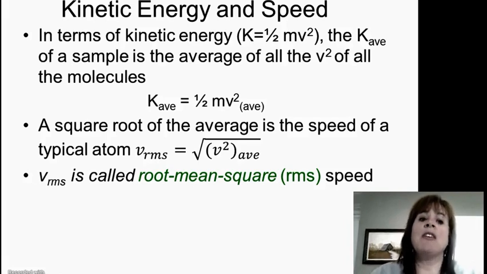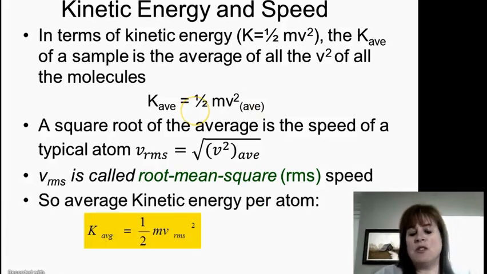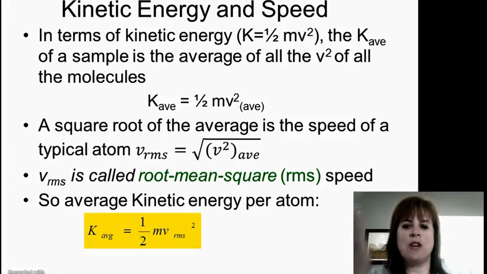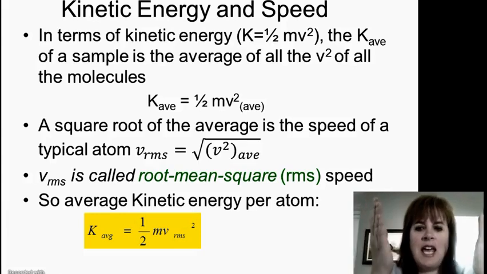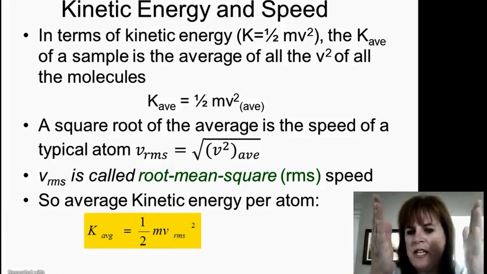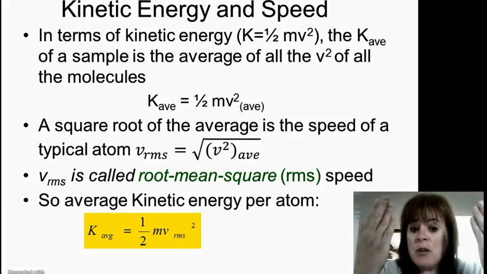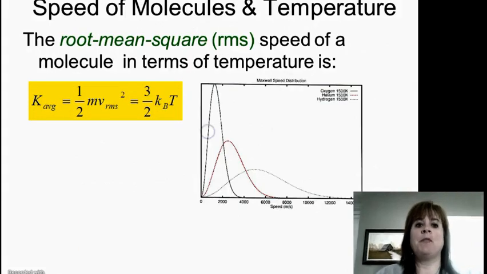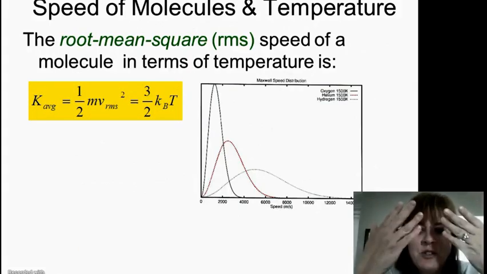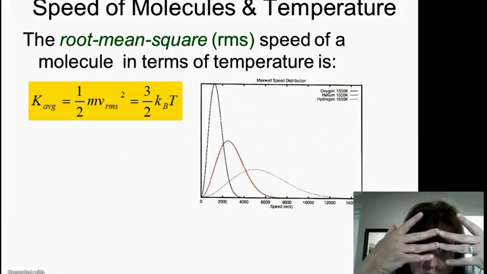So now if I'm talking about the average kinetic energy of an atom in the sample, I can use this equation. The average kinetic energy is 1/2 mass times the RMS speed squared of a molecule. Okay, so now I've got kinetic energy and I have speed, and I had kinetic energy and temperature. So how can I relate temperature to the speed of a molecule? Well, we can do that by taking those two equations and putting them equal to each other, right?